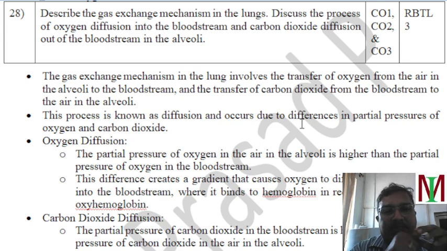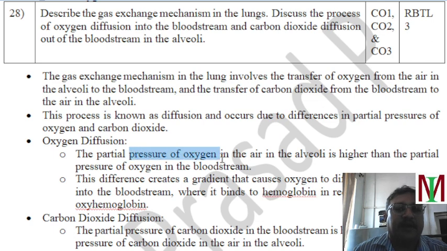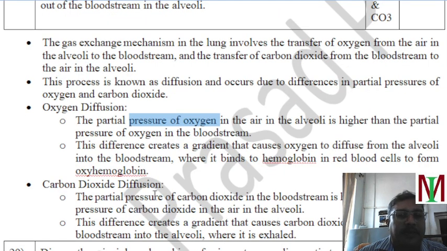Oxygen diffusion: the partial pressure of oxygen in the air in the alveoli is higher than the partial pressure of oxygen in the bloodstream. Okay, why does that gas exchange take place? That is explained here with the partial pressure. Partial pressure of oxygen in the alveoli is higher than in the bloodstream. Therefore, oxygen goes to the bloodstream. In the same way, the carbon dioxide partial pressure in the blood is lower, therefore it comes back to the alveoli.